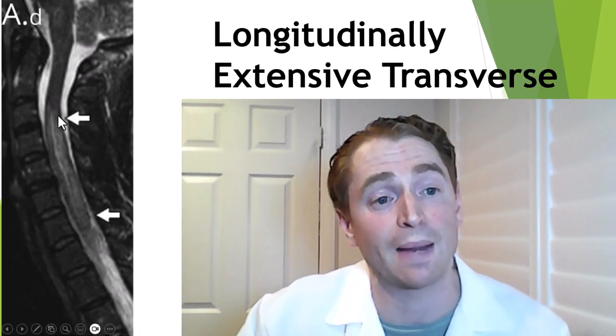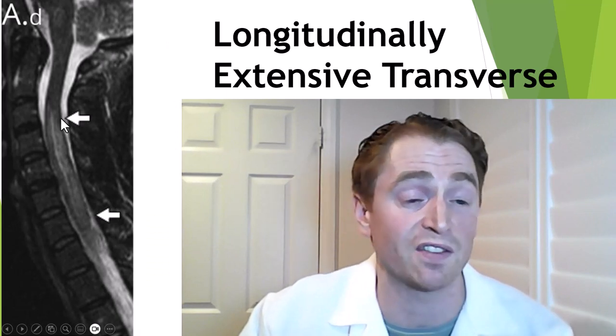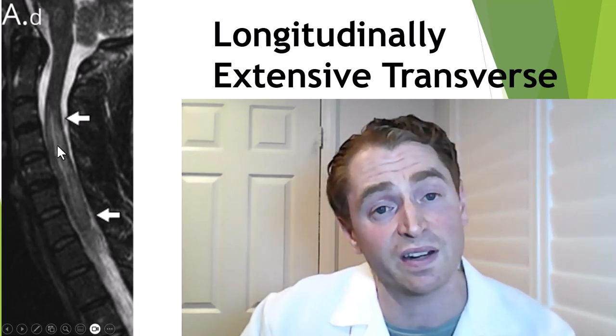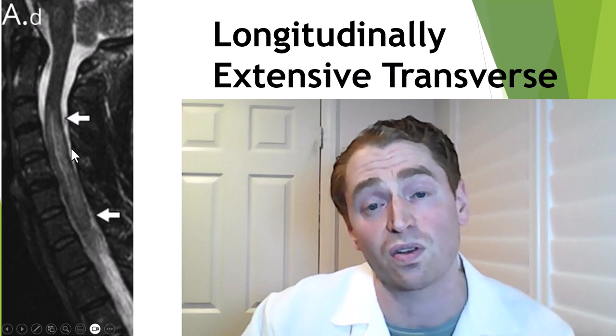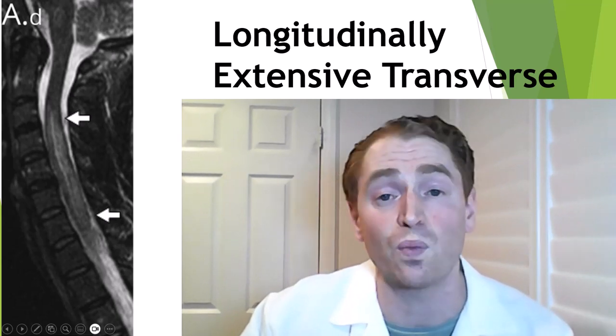This is another example of longitudinally extensive transverse myelitis, but if severe, it can cause quite significant neurological problems, such as severe weakness of the arms and legs. Another syndrome associated with MOGAD is ADEM, acute disseminated encephalomyelitis.